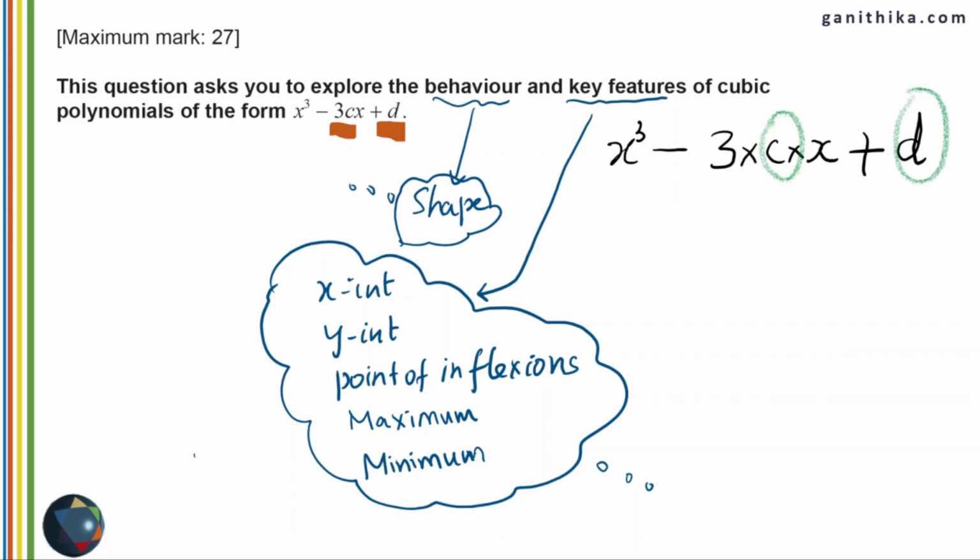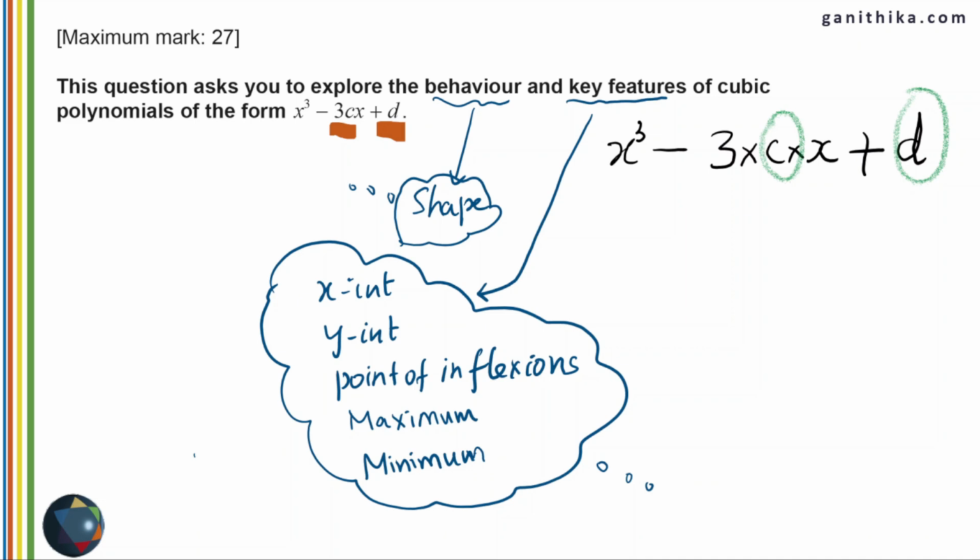In this case, the cubic polynomial is of the form x cube minus 3cx plus d, which means c and d are the parameters which are going to be changed. So these are the things that you should have noticed at this point of time. What is behavior of a cubic polynomial? Which means you have to consider the shapes of the cubic polynomials for different c values and for different d values. And also for different c and d values, you are going to talk about x-intercepts, y-intercepts, points of inflection, maximum or minimum, etc. in this particular question. So keep in mind that these are the things that you will be discussing in this particular question.